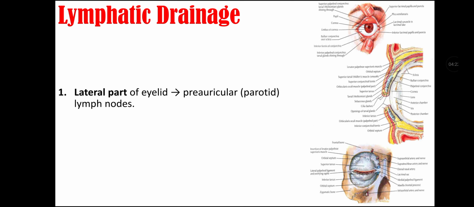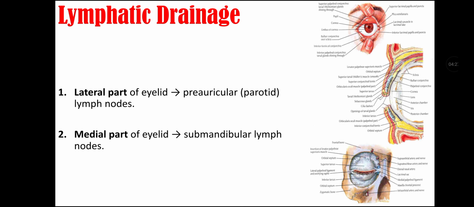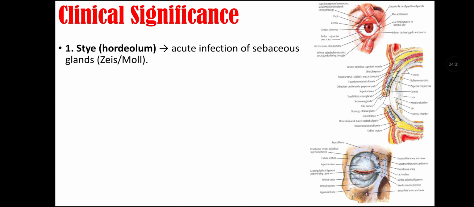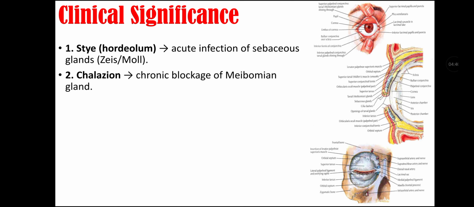Lymphatic drainage of eyelid. Lateral part of eyelid drains to preauricular lymph nodes. Medial part of eyelid drains to submandibular lymph nodes. Clinical significance of eyelid anatomy. First is stye, that is also called as hordeolum, that is acute infection of sebaceous gland. Second significance is chalazion, that is chronic blockage of meibomian gland.